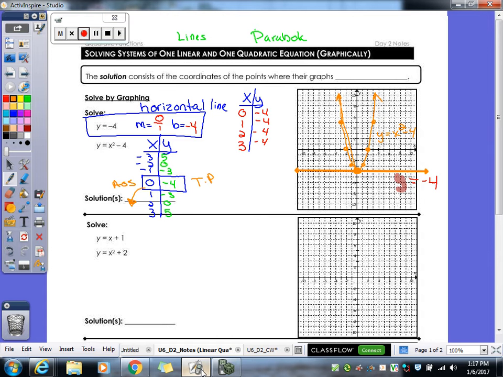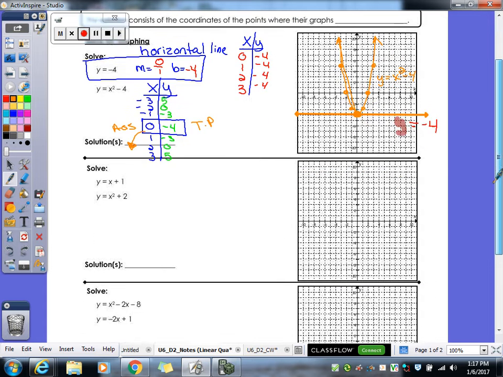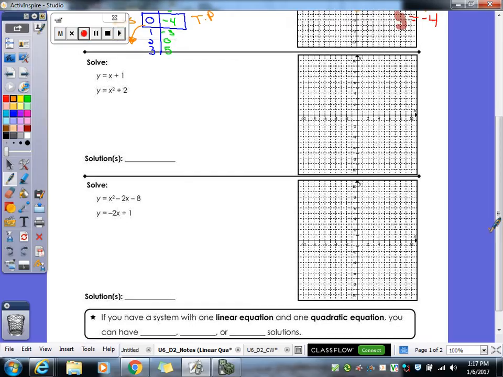Let's do the second one. Which one is the line, the first one or the second one? The first one. So this one I could do either m equals, b equals, or I could do a little xy chart if I wanted to, either way. Okay? The m and b on this one are both 1.